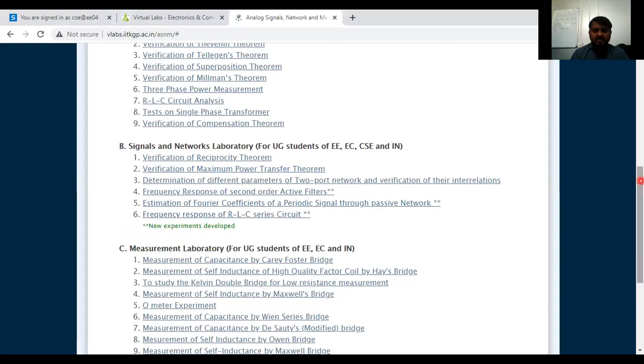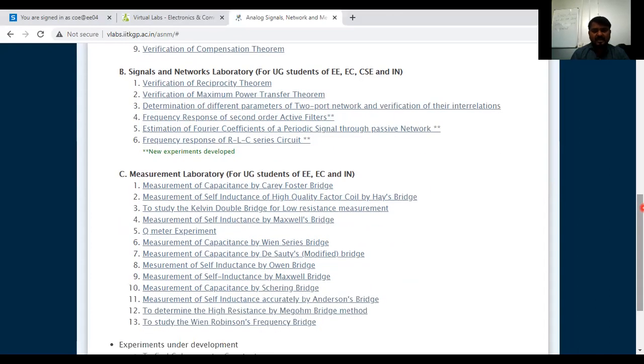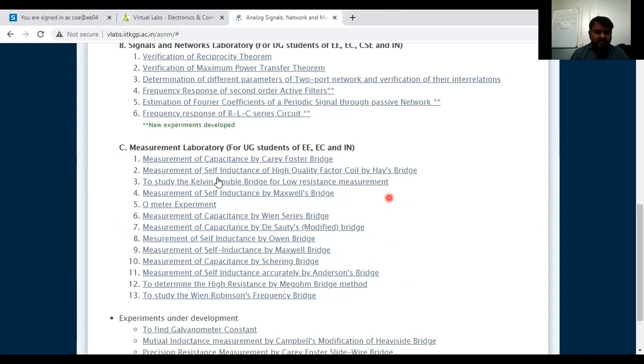See here, next, that is actually what we got in the basic electrical subject. See here, the measurement laboratory for UG students of EE, EC, and instrumentation engineering. Actually, these are the experiments that are there. These all experiments are in the third unit, the third and fourth unit. For that reason, I am not going there now.